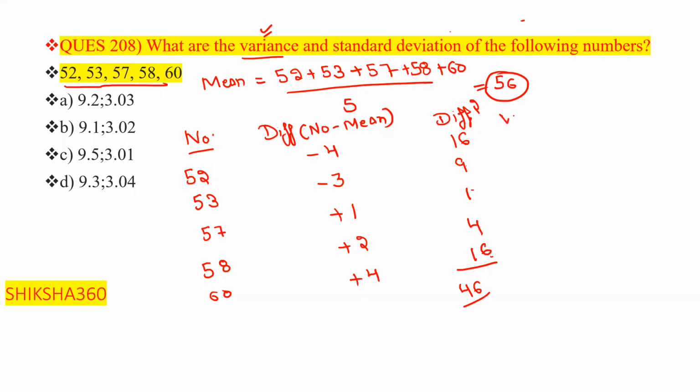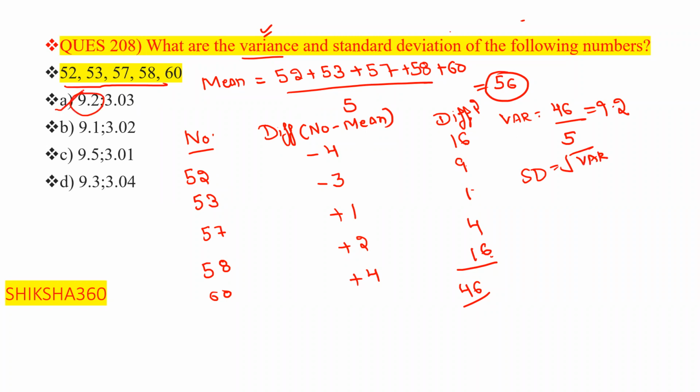So what is variance? That is 46 upon the number of data, which is 5. Here 46 divided by 5 comes out to 9.2. And what is standard deviation here? It is the square root of the variance. So 9.2 only in this option, so we will go with that answer.